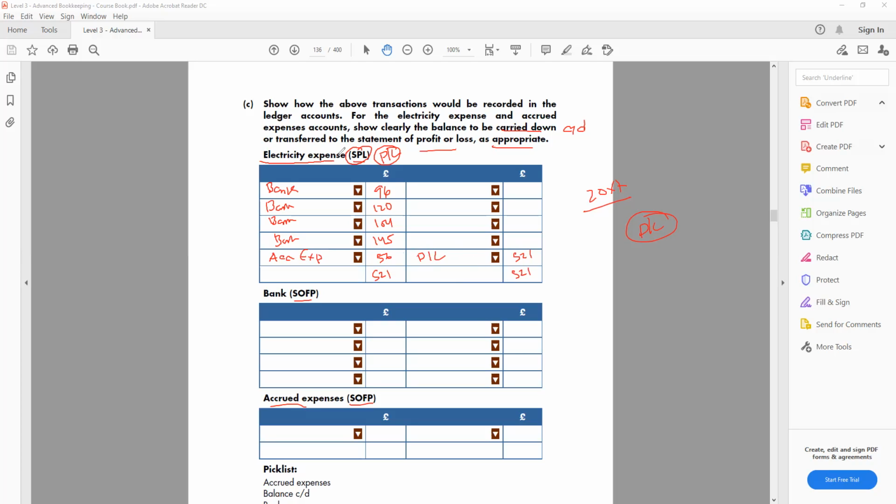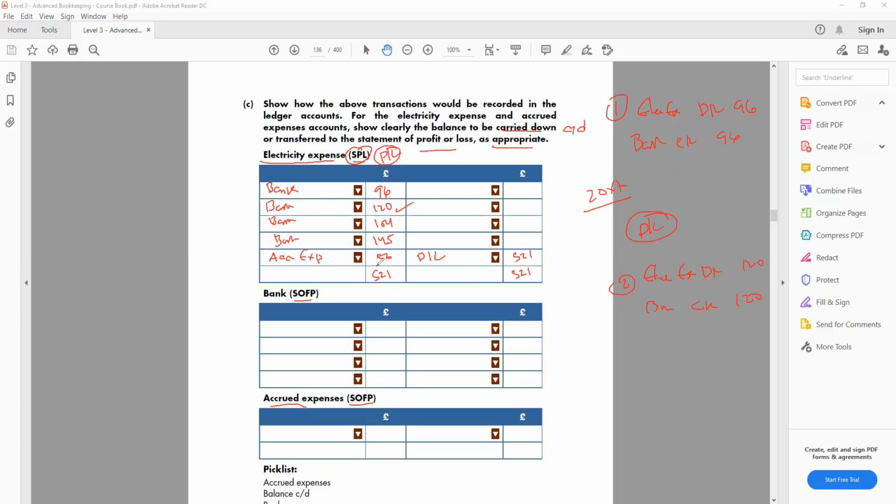Now, how do we record all of this? If you want to see the journal: electricity expense debit 96, bank credit 96. So every time we make the payment for the electricity bill, we do the journal. Maybe the next one we can say again the same thing. Number 2, electricity expense debit 120 and bank credit 120. And that's how we'll do for 104, 145.